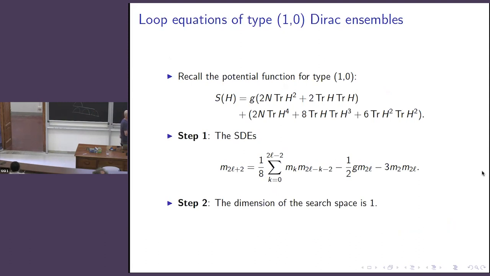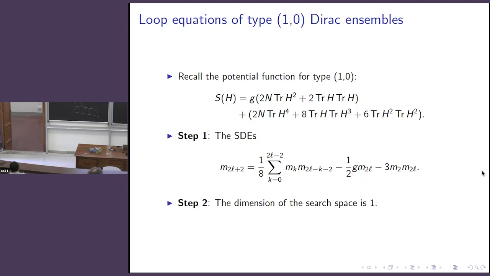So again, this for type 1-0 Dirac ensembles, the potential is a multi-matrix model like this. Schwinger-Dyson equations at large N limit, which are called loop equations. They can also be called Schwinger-Dyson, doesn't matter. These are these relations between moments.